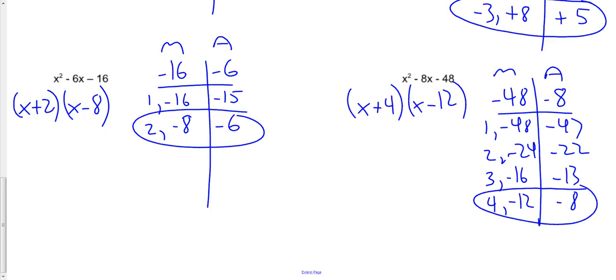Okay, so again, factoring is simply the opposite of expanding. And what we can see here is that by using our MA chart, we can go through by process of elimination and determine which two numbers meet the criteria that we need to determine what the two factors of the trinomial happen to be.